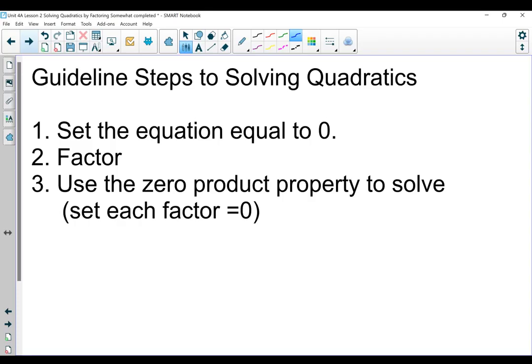The guideline steps to solving quadratics by factoring are pretty simple. The first step is to set the equation equal to 0. Then we go through our factoring process. We use something called the zero product property to solve. The zero product property allows us to set each factor equal to 0.